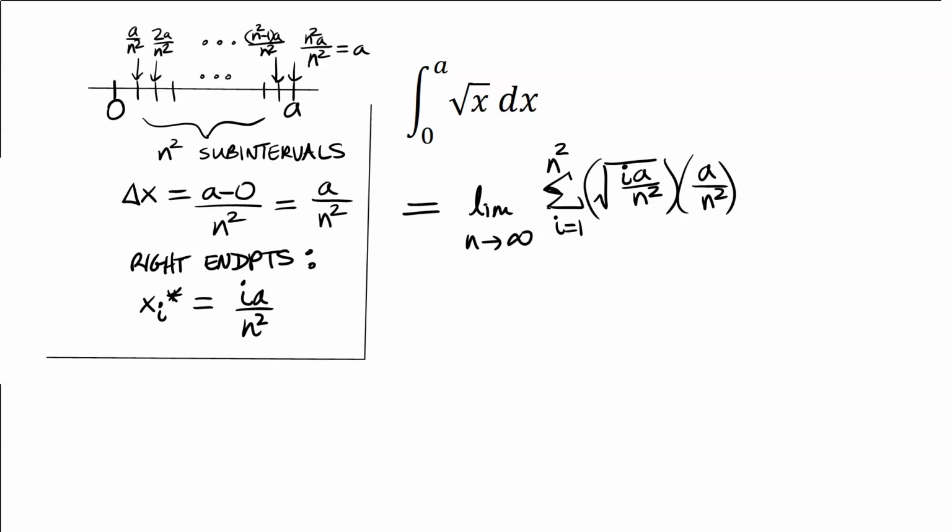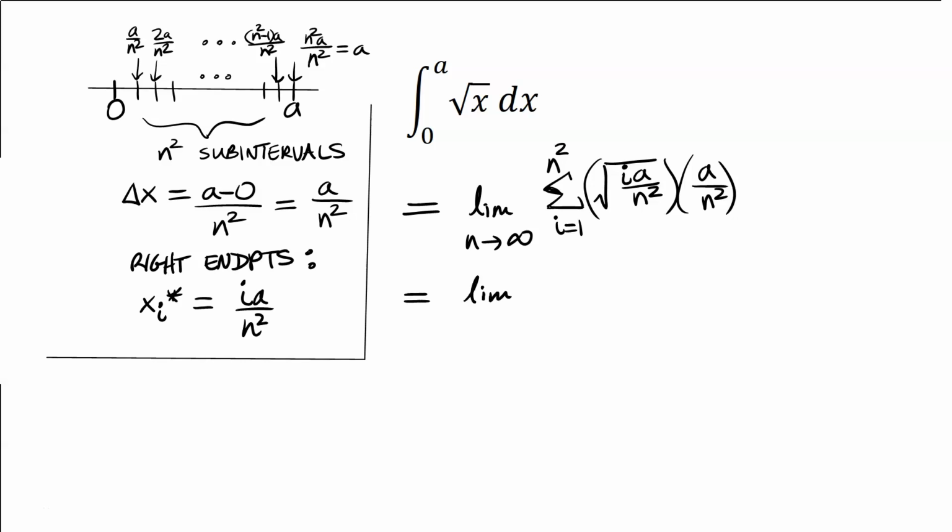Okay, so the only difference here is normally we would just go from i equals 1 to n. We'd evaluate the square root function at like ia over n, and delta x would be a over n, but here we're doing it at n squared. So in a sense, we're letting the number of subintervals grow as the square of n instead of n. Okay, so let's simplify this and see what we get.